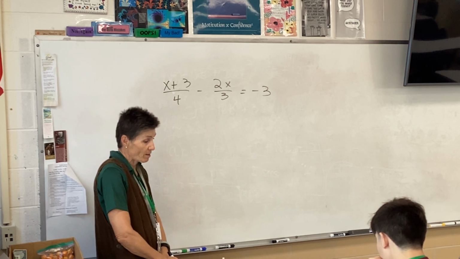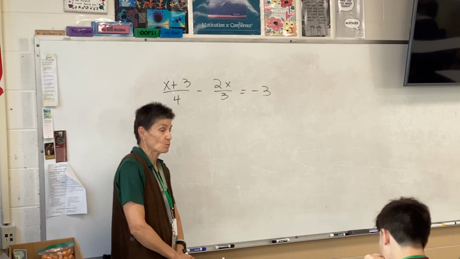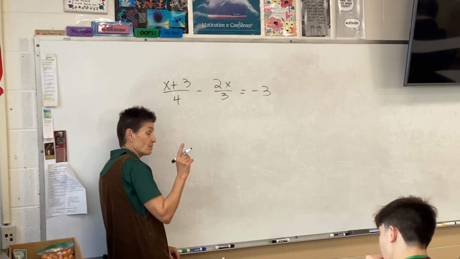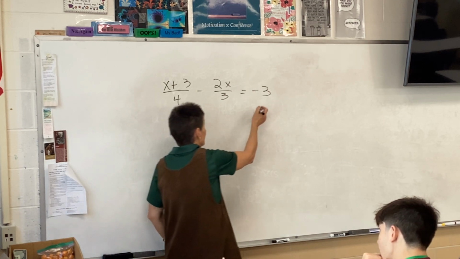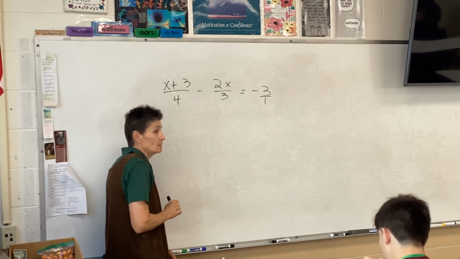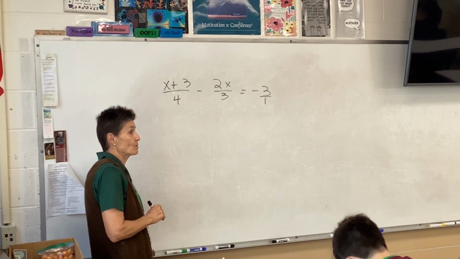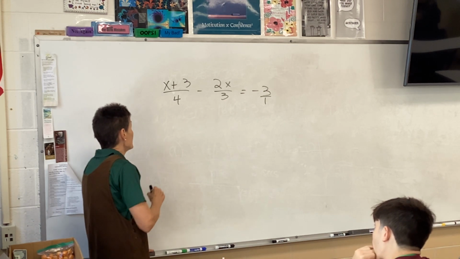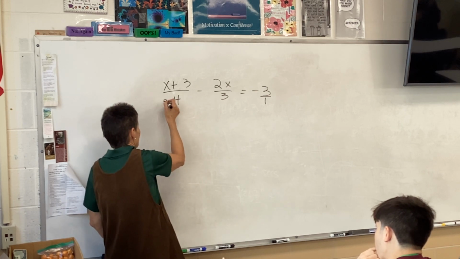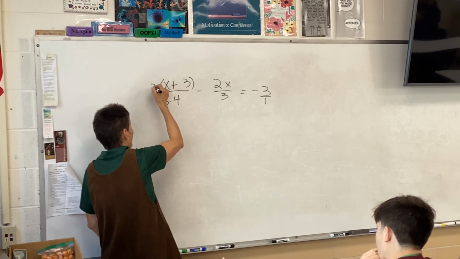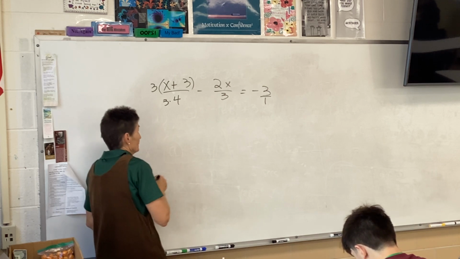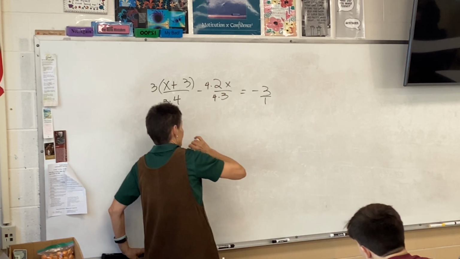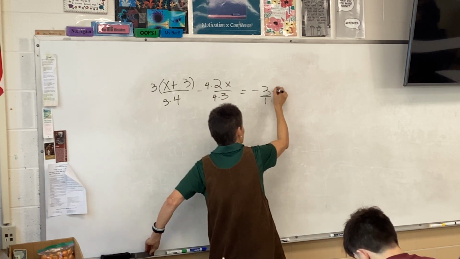What is your strategy for this one? Make the denominator 12. Make all the denominators, and here's the tricky part, including this one, all the denominators in the whole problem have to be the same. So we'll multiply this one by 3. She said 12, that was a good choice, right? This one by 4, and this one by 12.